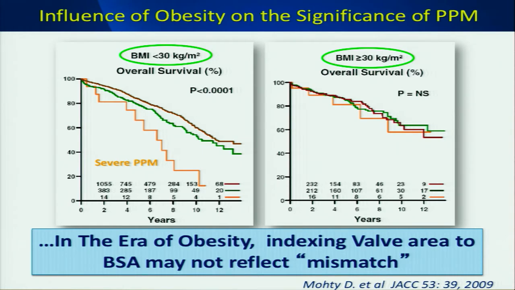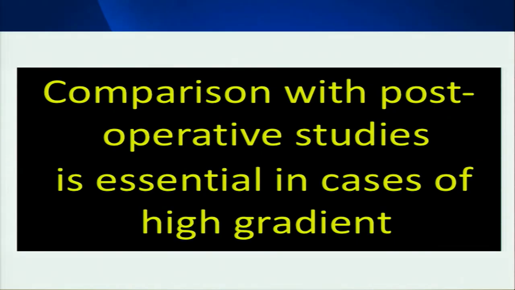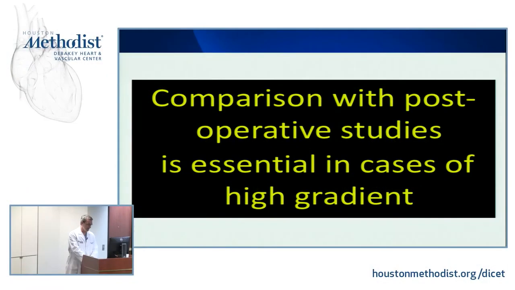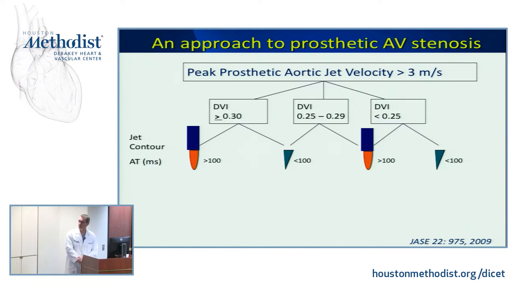So, in practice, if you're going to call somebody with significant patient prosthesis mismatch, just have in mind, how big are they? And if the echo doesn't show height and weight, that's a problem. That's why we need that parameter, to be able to make this call. All right, and this is Dr. Q's point. So the post-operative studies are incredibly important, and you get them ideally when you can. So this is also out of the guideline. It's sort of an approach to prosthetic valve AS.